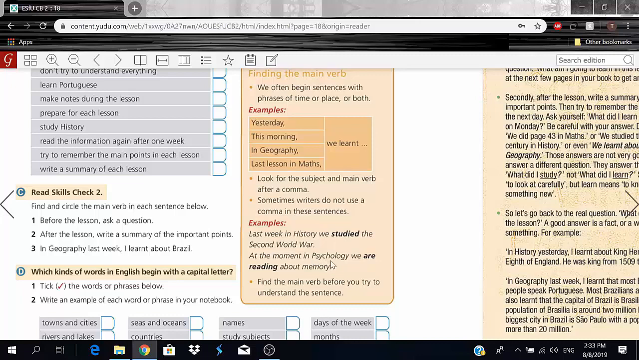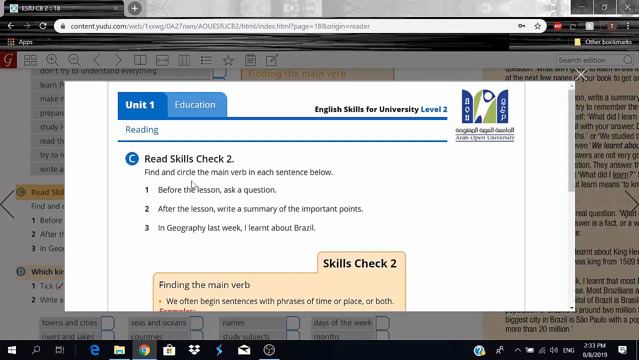At the moment in psychology, we are reading about memory. Are reading is the main verb. And here is just a simple piece of advice. Find the main verb before you try to understand the sentence. Now, let's actually open exercise C here. Find and circle the main verb in each sentence below.